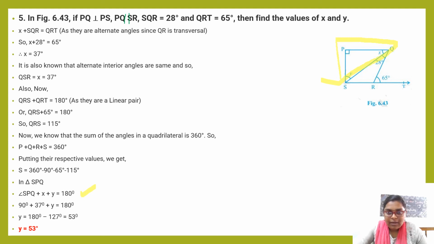See the figure, your angle P is 90 degrees. So 90 degrees plus you know the value of X, which is 37, and we don't know the value of Y. That is the thing we are going to find. So Y equal to 180 minus the sum of 90 plus 37, which gives you 127. So 180 minus 127 will give you 53 degrees. Right? Next, your next problem.